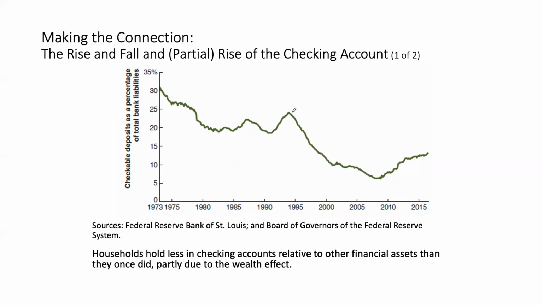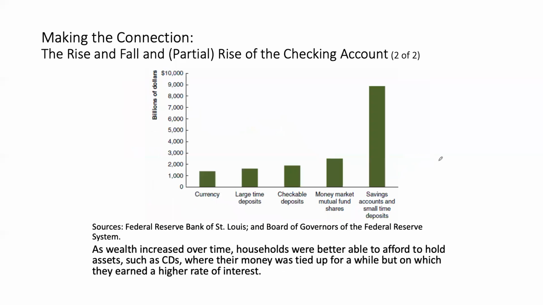But as you see, over time that has fallen dramatically. By the time we get to 2016, it is only about 14% of all deposits, or, if we saw a number, about 12.5% of the bank's liabilities are in the form of checkable deposits. There's been a bunch of research into why checking accounts have fallen out of favor as the preferred place to park your money. And the primary reason that we've come up with is what we call wealth effects.